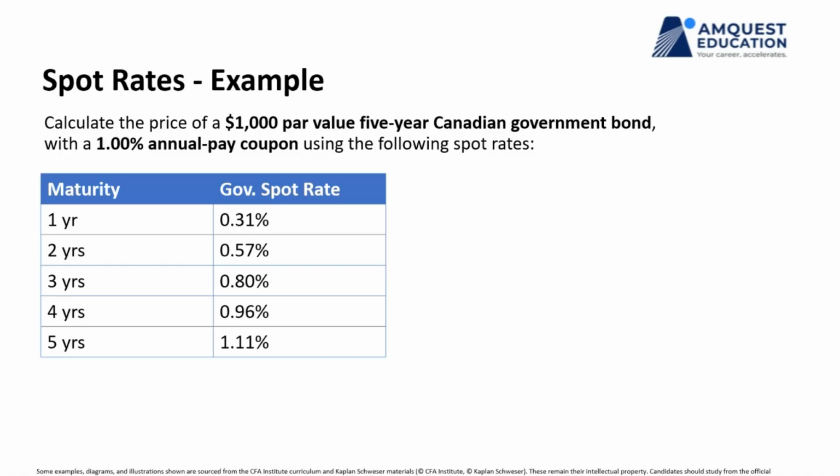Let's give this a shot. Calculate the price of a $1,000 par value 5-year Canadian government bond with a 1% annual pay coupon. You've been given spot rates, please remember. So all your discounting has to be with the spot rate. Otherwise, you're not going to use the spot rates, and it's an irrelevant concept. This should be manageable. You should be able to solve this.